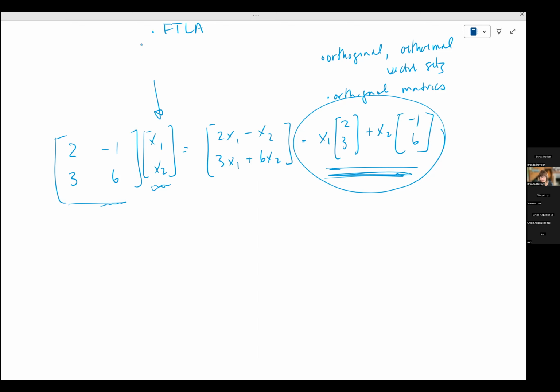I cannot remember what section orthogonal vectors are in, but you should know orthogonal and orthonormal vectors. Orthogonal means they're at right angles to one another, and orthonormal means they're at right angles and they're of length 1. And an orthogonal matrix has orthonormal vectors in it: the column vectors are orthonormal.